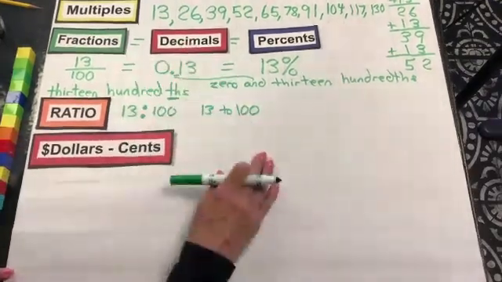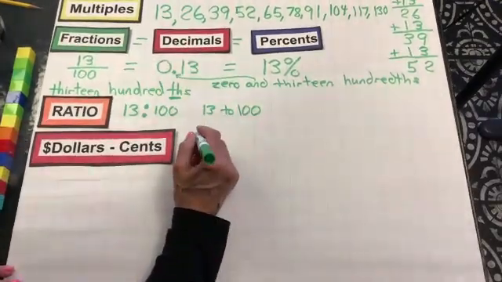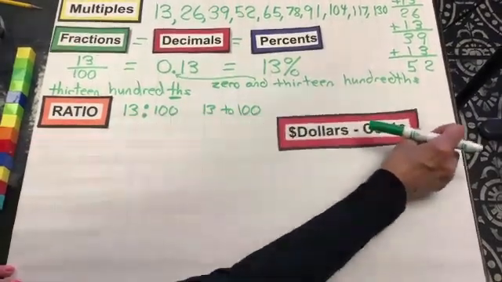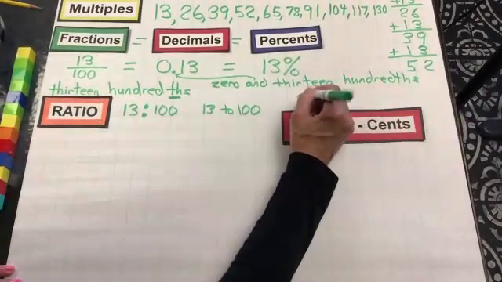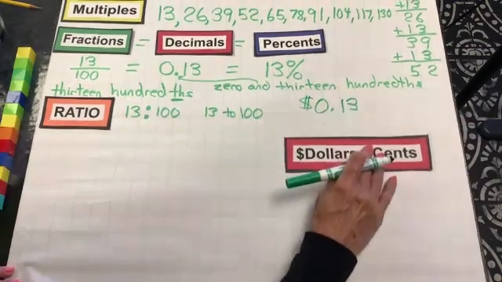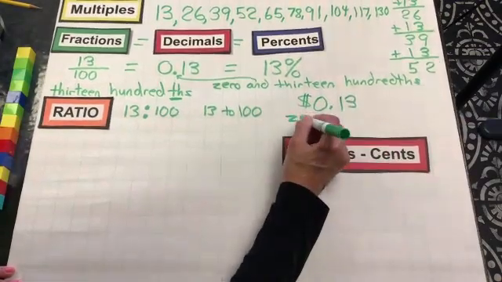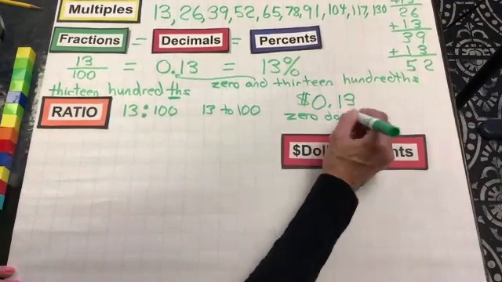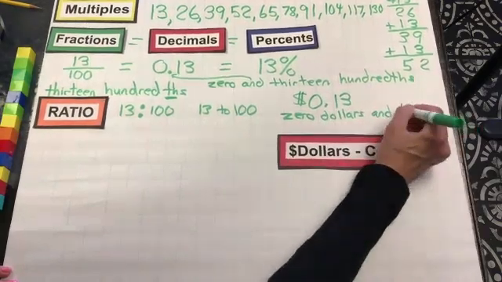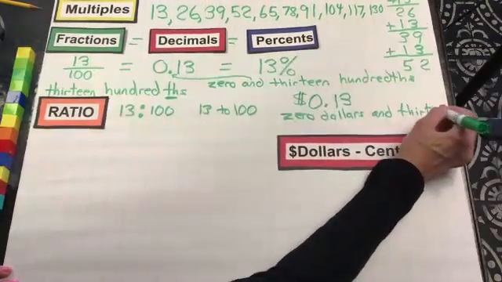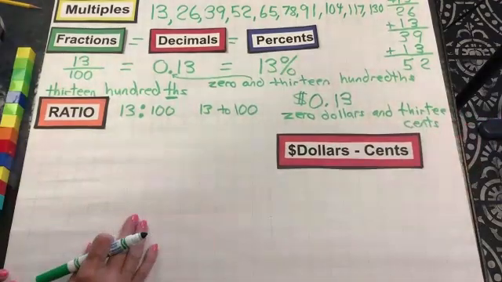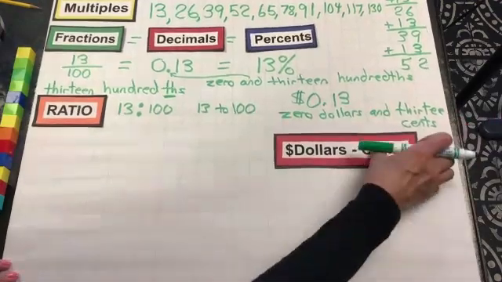And so we have up here our decimal is already taken care of for us. So I'm going to bring it over here. I'm going to do the dollar and cents here. So we're going to do $0.13. And when we write that out, it is $0, just like I said, and 13 cents. All right, so let's move on.